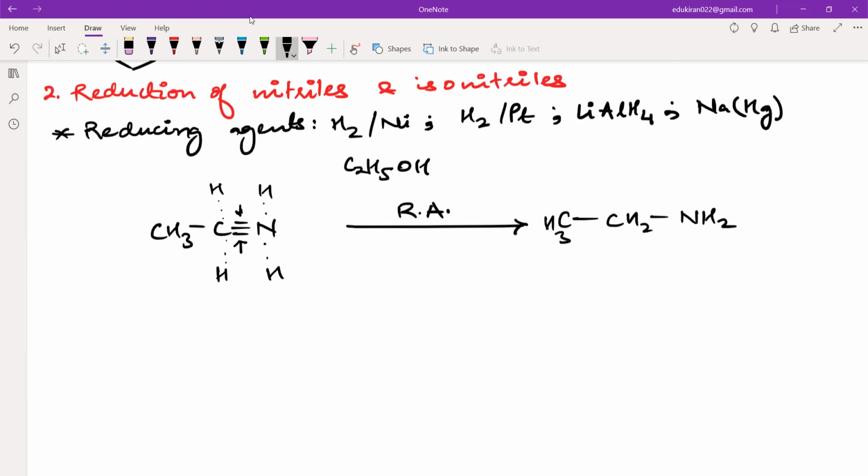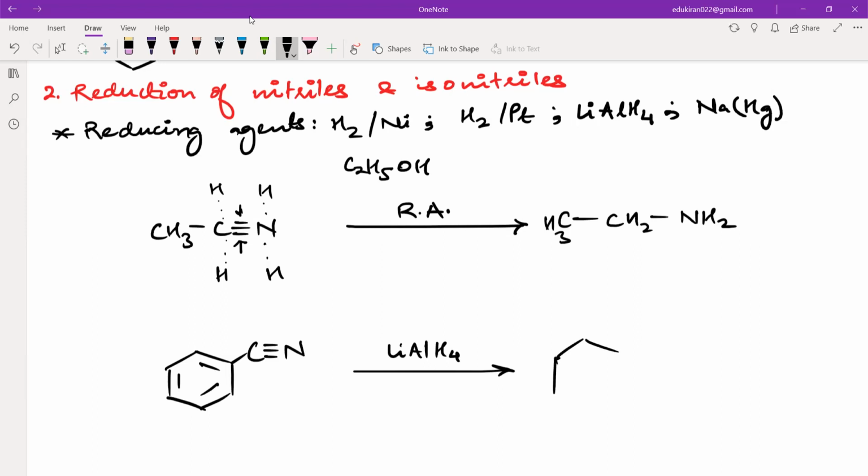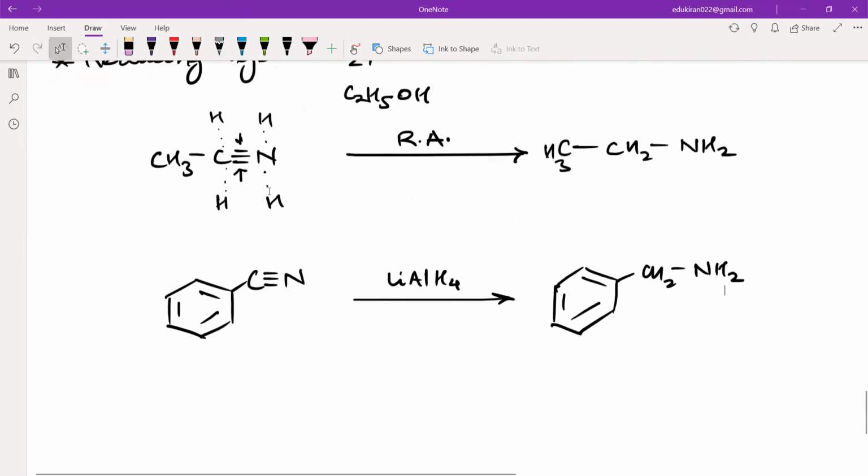And this can also be done if you have benzonitrile, which means a benzene group with a carbon attached to it with a triple bond to nitrogen. Supposedly you are using LiAlH4, then you will have the benzene ring, CH2NH2. As simple as that.